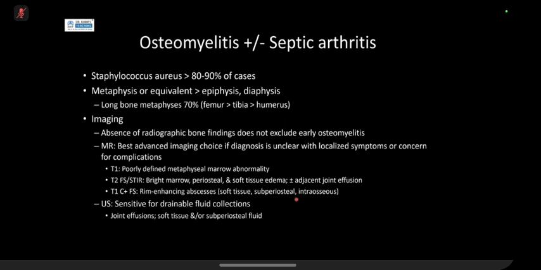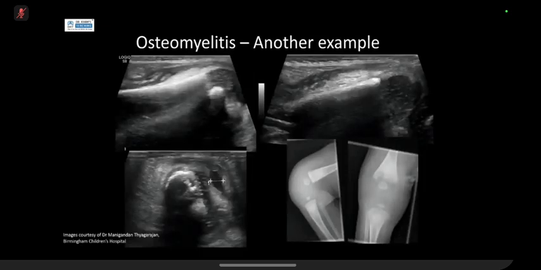Some people say, do you start in the periosteum first or do you start in the metaphyses first? Nobody really knows. It's a chicken and egg situation. So some people have purely metaphyseal disease, some have purely subperiosteal disease, and some have a combination of both. Okay, so that's osteomyelitis. So another example, this is in a younger child.